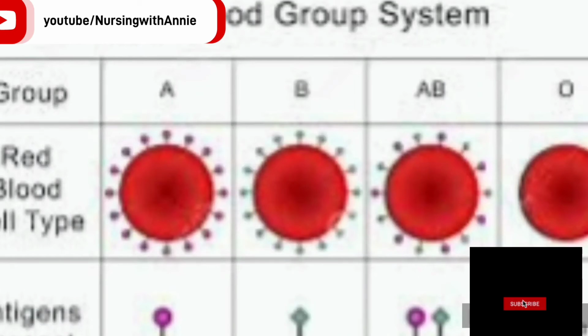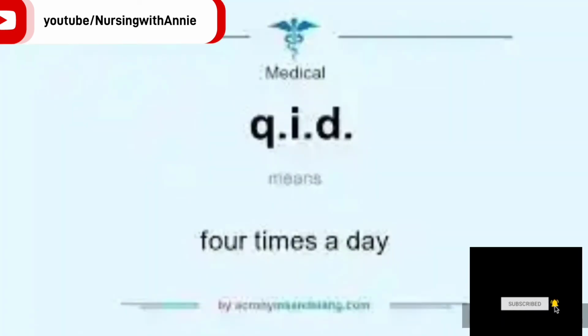We also have QID, which is 4 times daily. I mentioned BID, TID, QID. So this has to do with the number of times you give a medication. QID is 4 times daily, BID is 2 times daily, TID is 3 times daily. So this is the difference. Those words are actually Latin words. I cannot really remember the Latin words as it is, but in English, they mean 2 times daily, 3 times daily, 4 times daily.